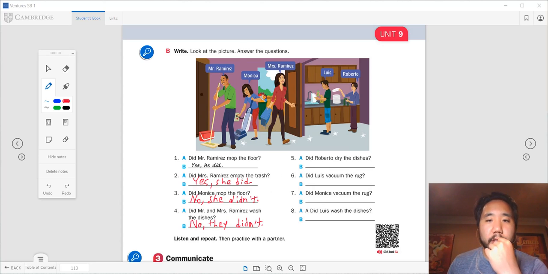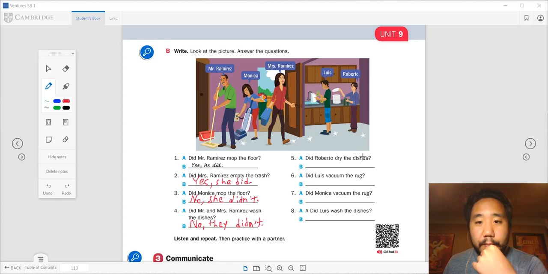So based on the picture, we can see that Mr. Ramirez is mopping the floor, Monica is vacuuming the floor, Mrs. Ramirez emptied the trash can, Luis and Roberto are washing the dishes. We don't have enough time, so let's just go over 5 through 8 really fast. Number 5, did Roberto dry the dishes?